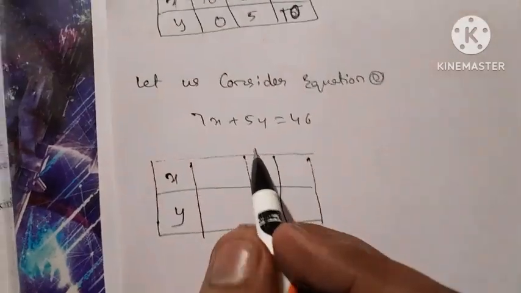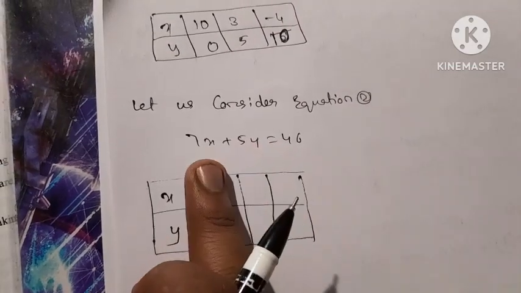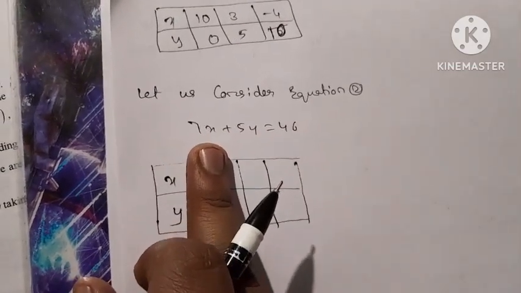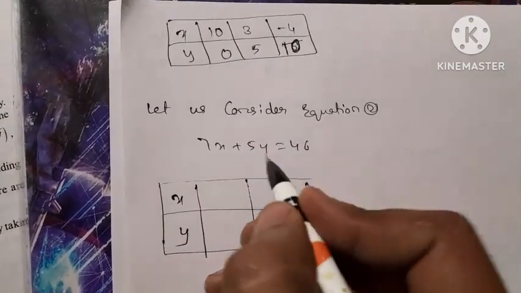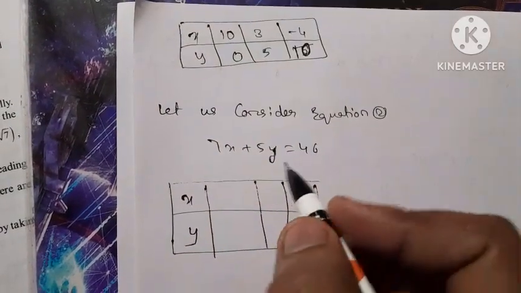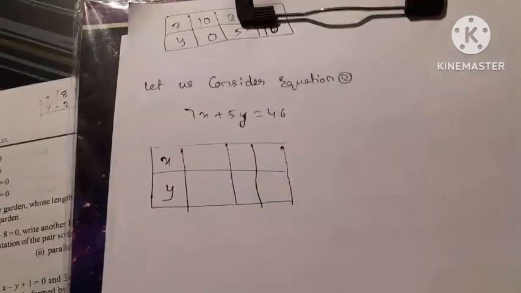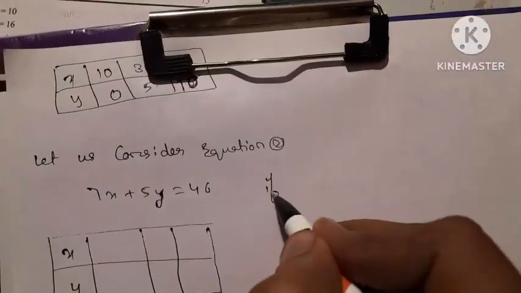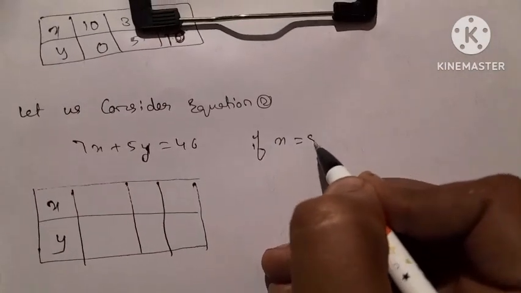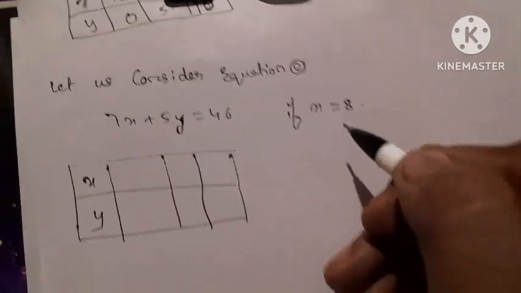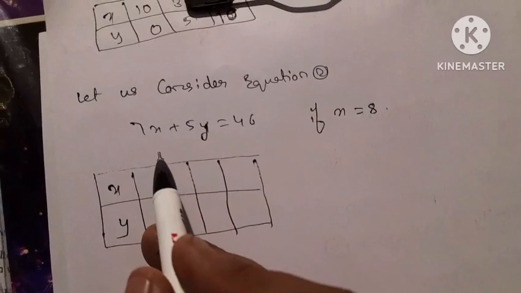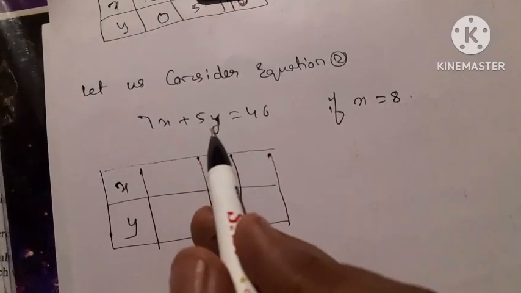Here we'll substitute values for x, because we already know the multiples of 7 when we take x. We can just substitute any value. So let's see what values we take. We have to use the trial and error method to find the values to be taken.